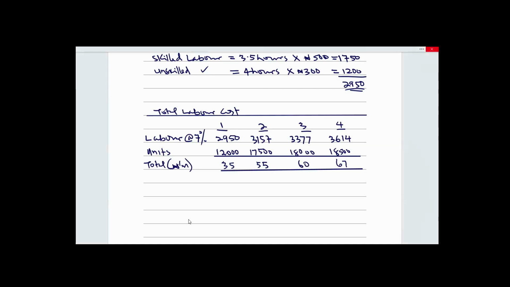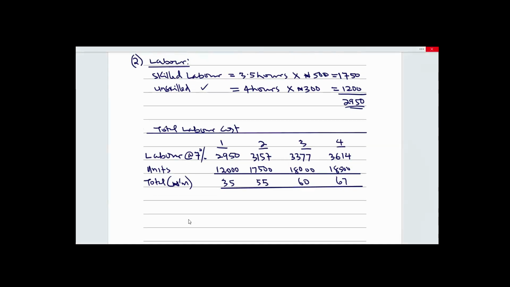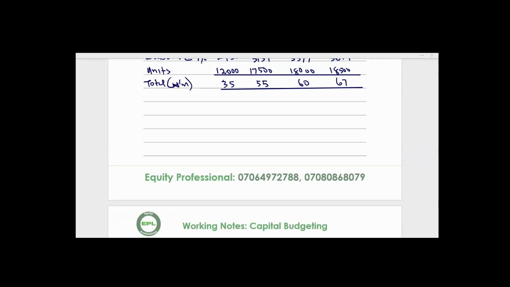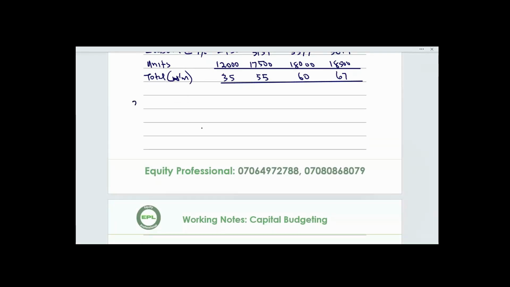So we have calculated labor cost. I will then move to working number 3. According to the question, after labor, we're also given material. Under material, we have 4 line items. The first one is 6 kilos of material Z. So we have material Z, material P, material Q, and then other variable costs. So let's go and determine material costs. Working number 3, material Z.